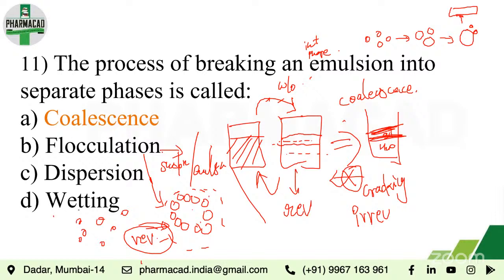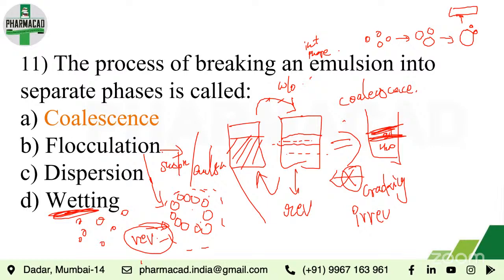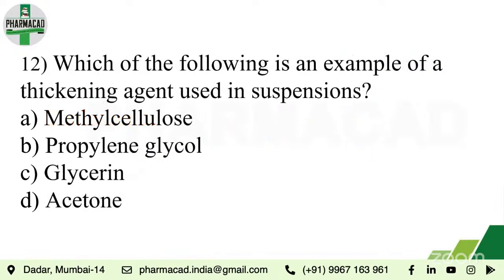ठीक है, wetting तो पता है, wetting is to make the hydrophobic drugs or material in contact with water, उसको आने के लिए you do. ठीक है, which of the following is an example of a thickening agent used in suspension? सबको ये previous question समझा? Yes, ma'am. Okay. Yes. Which of the following is an example of a thickening agent used in suspension?